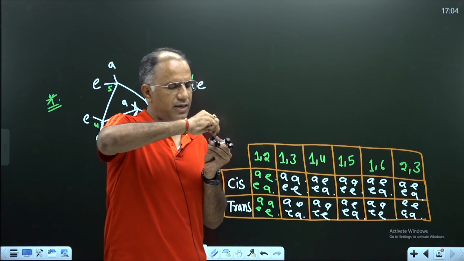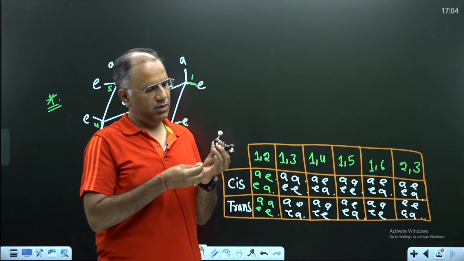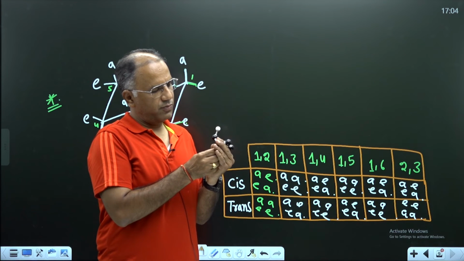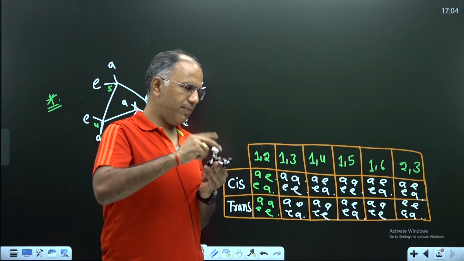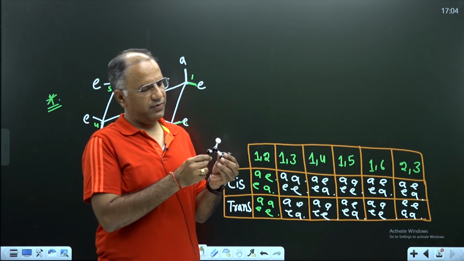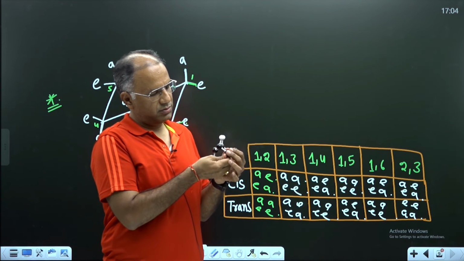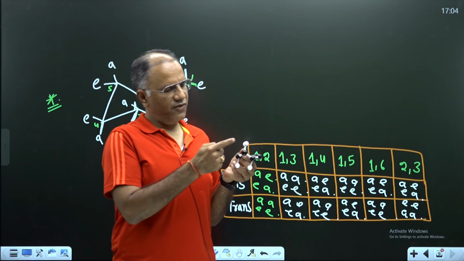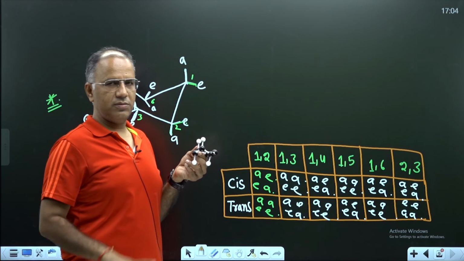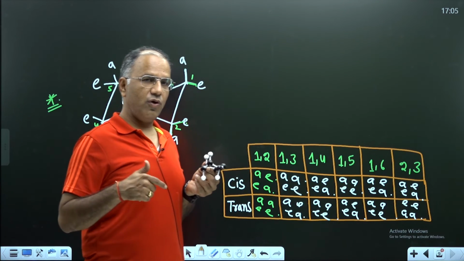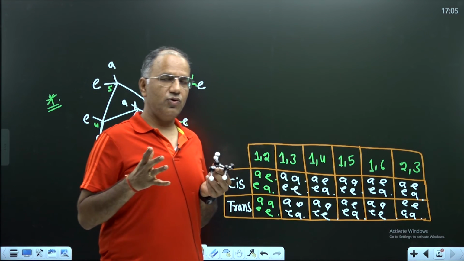This is our axial bond up. This is our axial bond down. Again, this is our axial bond up, and this is our axial bond down. The white represents axial: up, down, and down. Got it? Now we have to draw the equatorial position.